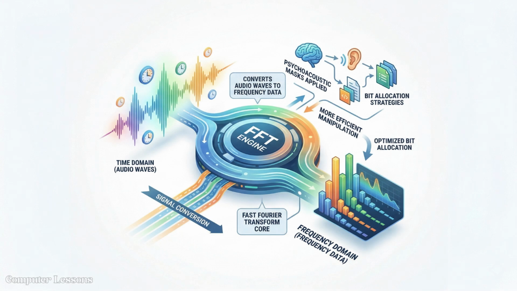The fast Fourier transform, or FFT, serves as the engine for converting audio waves into frequency data. This transformation allows the encoder to analyze the signal in the frequency domain instead of the time domain. Manipulating frequencies is far more efficient for applying psychoacoustic masks and bit allocation strategies.